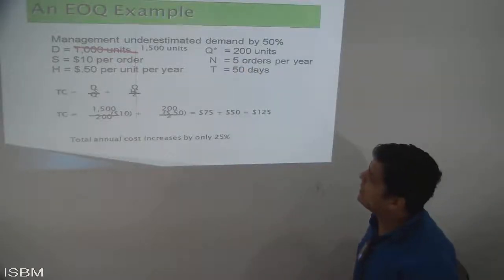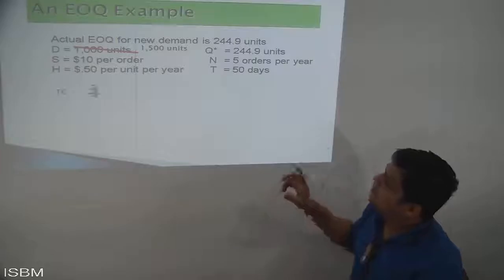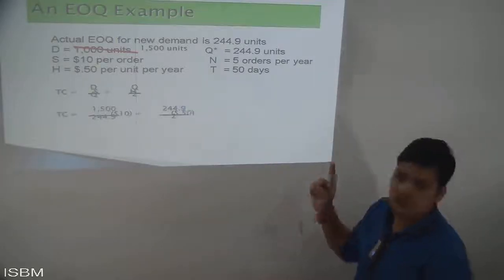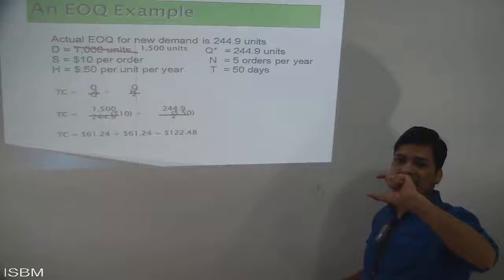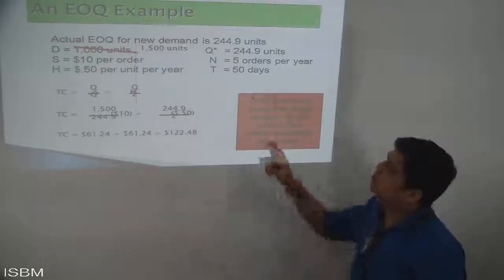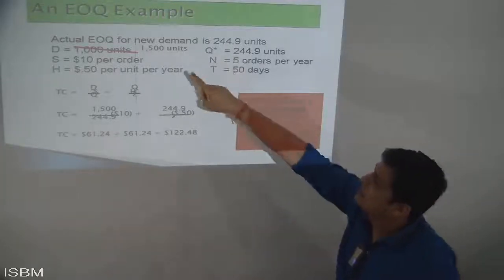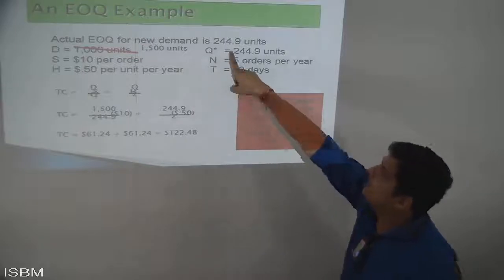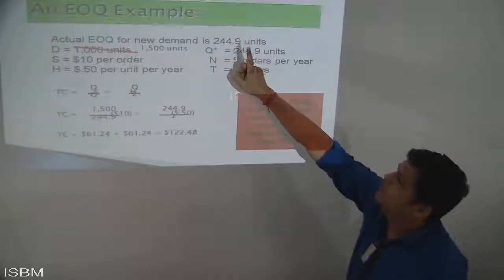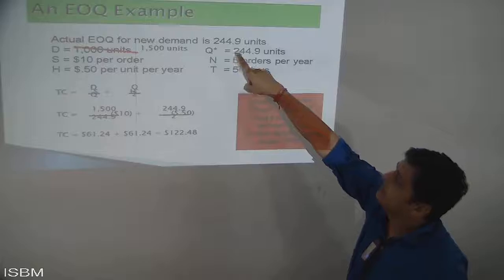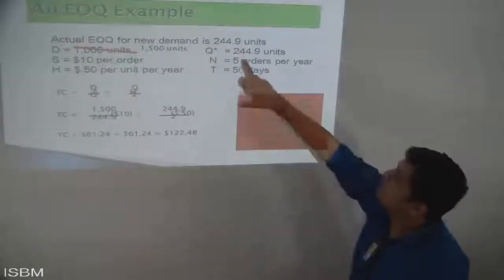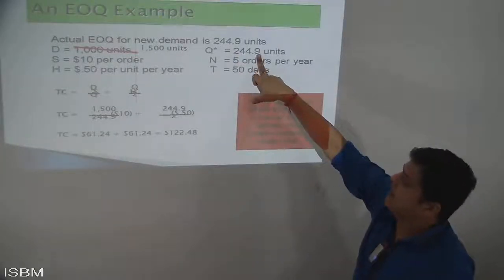So when you are going to calculate the Q again, we use the same formula which we used over there, which is 2DS upon H. So 2D is now 1500. So Q is 2449.9.